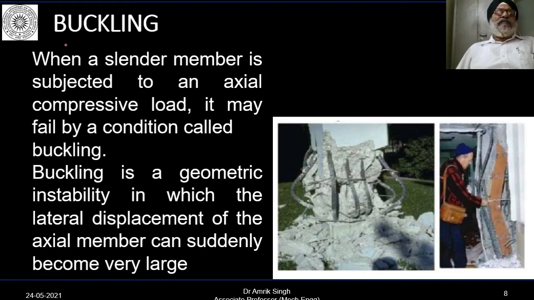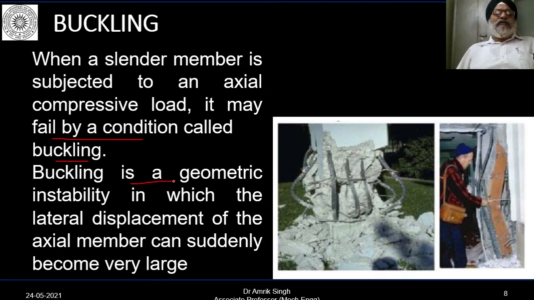Now what is buckling? You see here some pictures. This is a phenomenon which shows buckling. This rod or this reinforcement has buckled. This has buckled, if you see. When a cylindrical member is subjected to an axial compressive load, it may fail by a condition which is known as buckling.